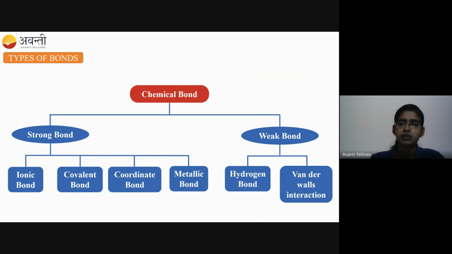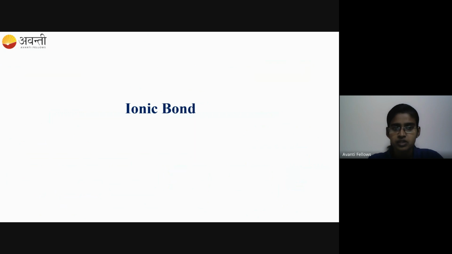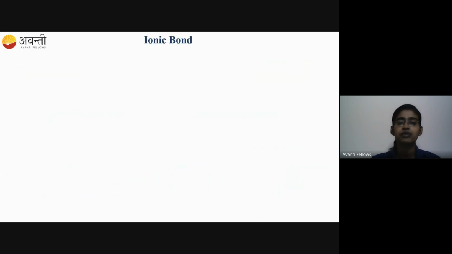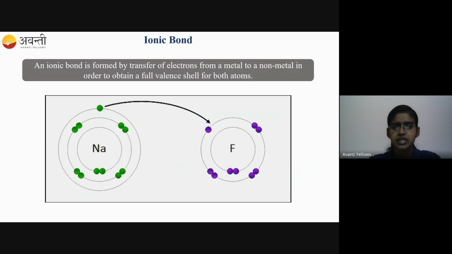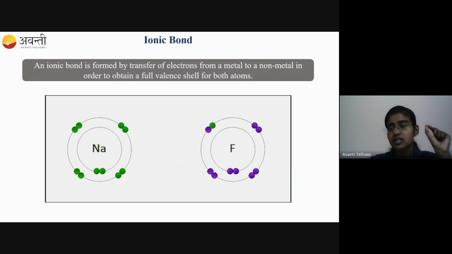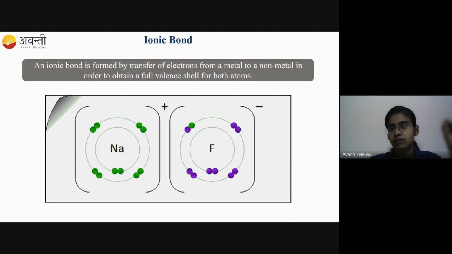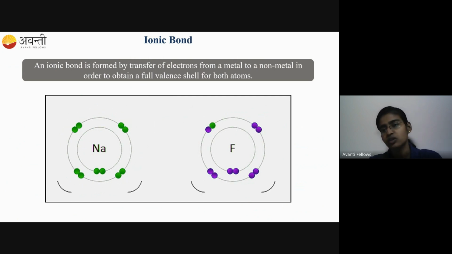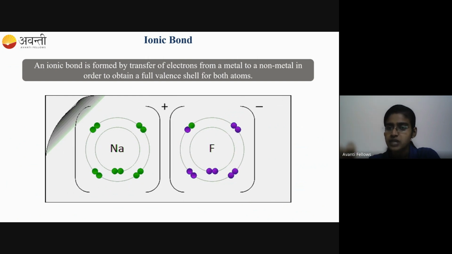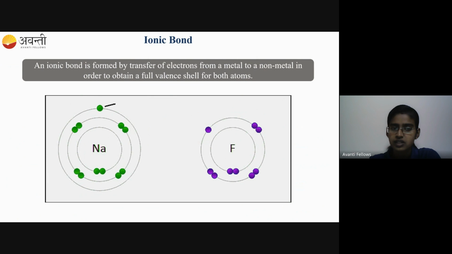So we will discuss one by one. First we will start with ionic bond. What is an ionic bond and how does an ionic bond form? An ionic bond is formed by the transfer of electrons from a metal to a non-metal in order to obtain a full valence shell for both the atoms. Same example, sodium with fluorine. Sodium has 11 electrons, the atomic number for sodium is 11. And the atomic number of fluorine is 9, so it will have 9 electrons. When sodium loses its electron to fluorine, now both the atoms are getting 8 electrons in their valence shell. You see there, sodium also has 8 electrons.